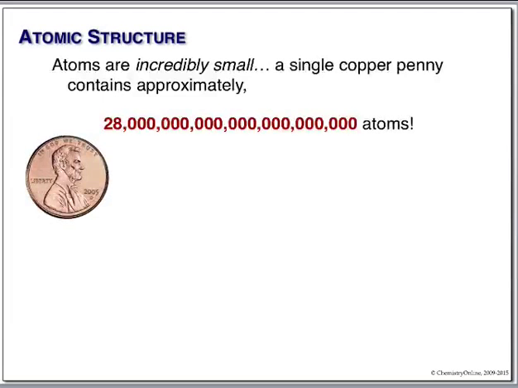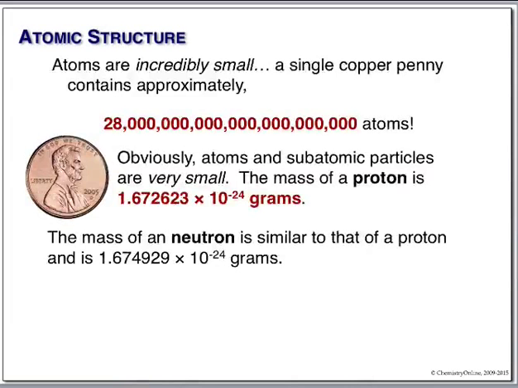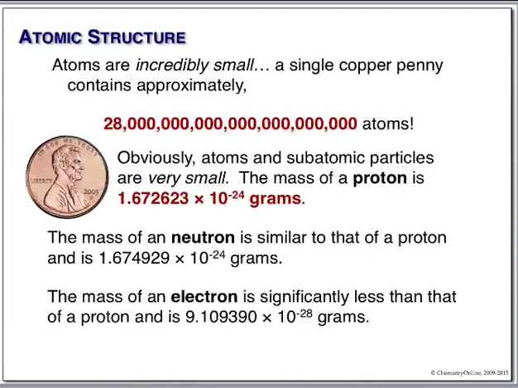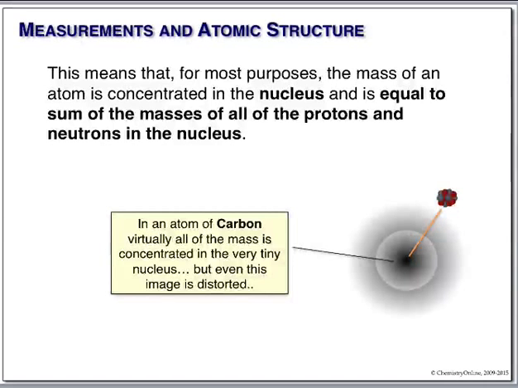Now, atoms in general are very, very small. If you could find a real copper penny, and of course this isn't, but if it was copper, it would contain roughly 28 sextillion copper atoms just in one penny. The particles that make it up are very, very small. A proton has a mass of about 10 to the minus 24 grams. A neutron is very, very similar. And an electron is much, much less, at about 10 to the minus 28 grams. What this means is that for carbon and virtually all elements, virtually all the mass is collected in the tiny, tiny little nucleus in the middle, and there's very little mass associated with the electrons.